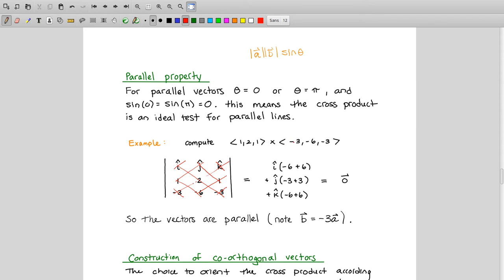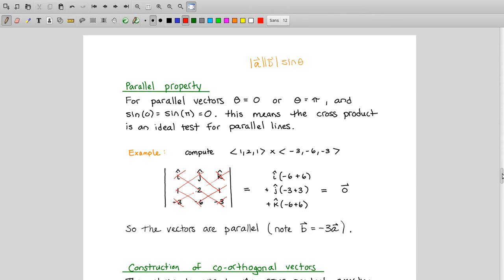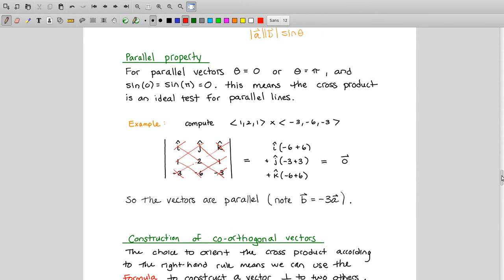In this example, you can simply observe that this second vector here, which we could call b, is negative 3 times a. But it's better to compute the cross product because you might not always notice that one vector is a multiple of another. For instance, if the second vector is 12/17 of the first vector, it might be a little bit harder to just spot that. And so the cross product is a good replacement in situations like that. So that's useful. You can use it to determine parallel vectors.